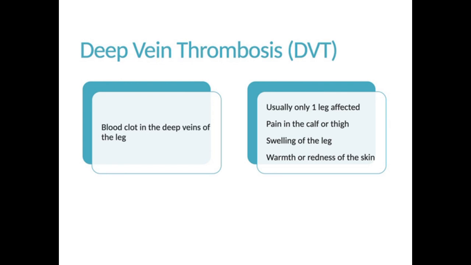A DVT is a blood clot in the deep veins of the leg. A patient may present with pain to the leg, often in the calf or thigh, that is worse on standing and walking. There may be swelling and there may be redness and a warmth to the skin. Usually only one leg is affected.